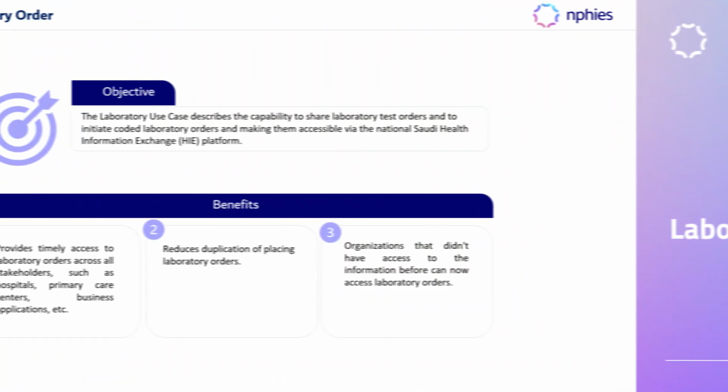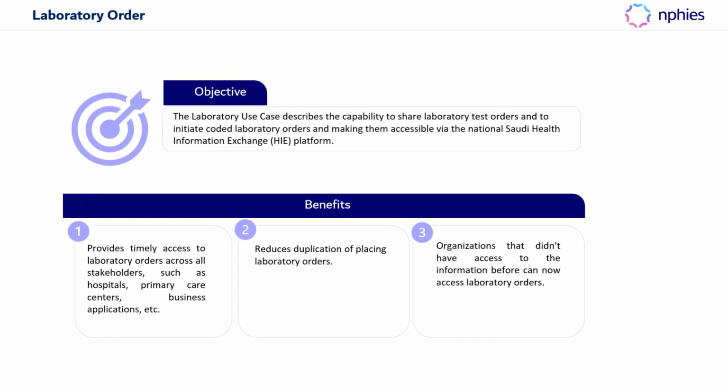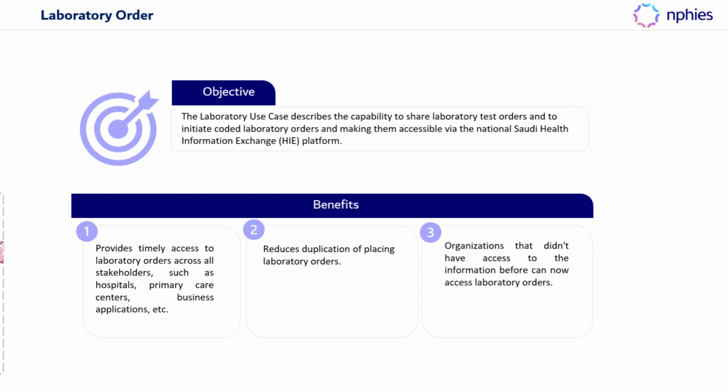Now that we have covered the key details of the laboratory result use case, let's move on to discussing the laboratory order use case. The laboratory order use case aims to enable the sharing of laboratory test orders and the initiation of coded laboratory orders, making them accessible through the National Saudi Health Information Exchange platform. The key benefits of this use case are: it provides timely access to laboratory orders across all stakeholders. Additionally, it helps reduce the duplication of placing laboratory orders. Moreover, it allows organizations that previously didn't have access to now access laboratory orders.